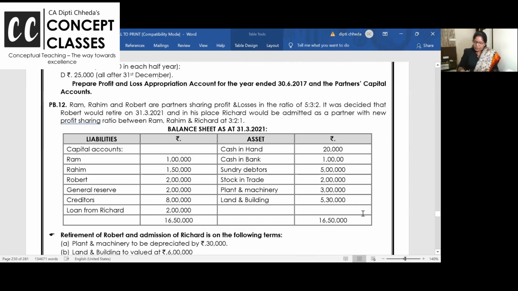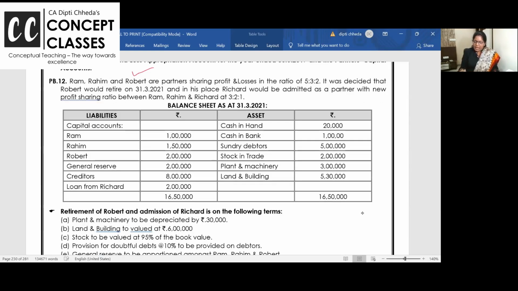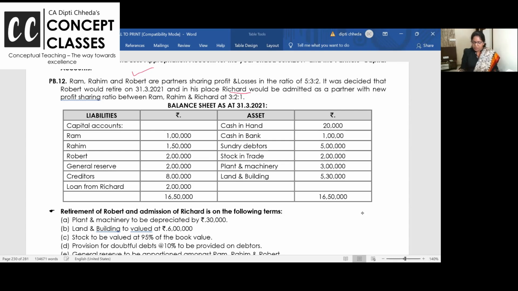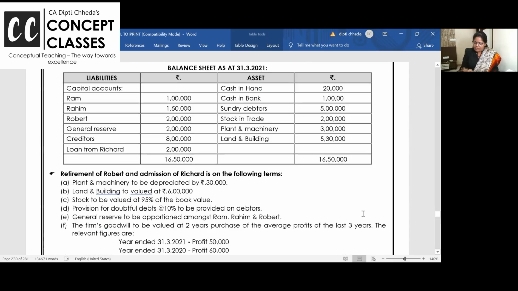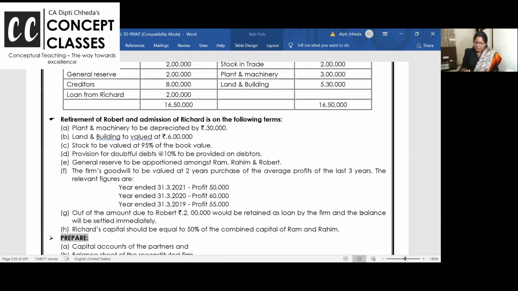Ram, Rahim and Robot are partners. It was decided that Robot will retire and in his place Richard would come, and new PSR is also given. Balance sheet is given, reserves given. Acha, Richard is becoming partner, but he is already having a loan account here. Okay. So retirement of Robot and admission of Richard is on following terms.